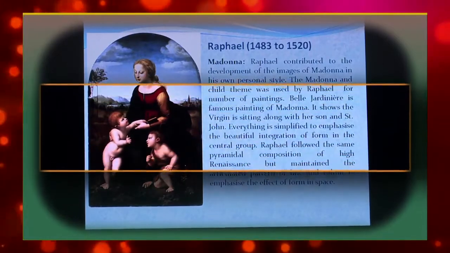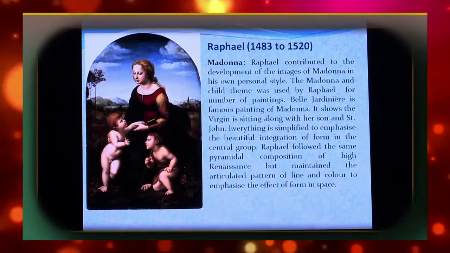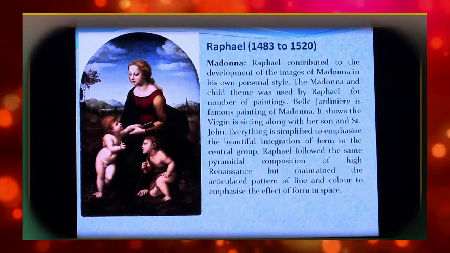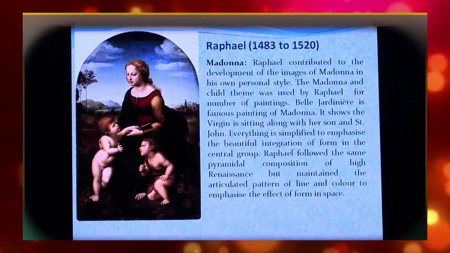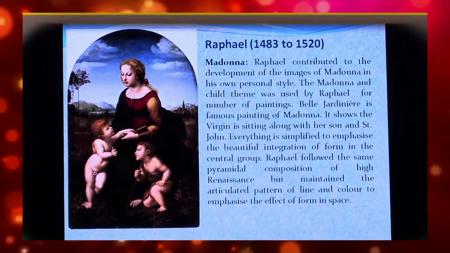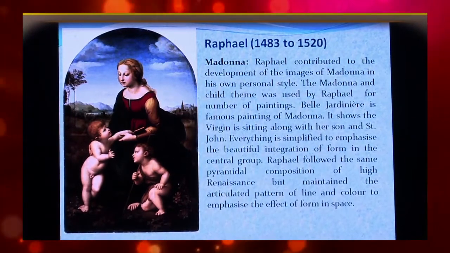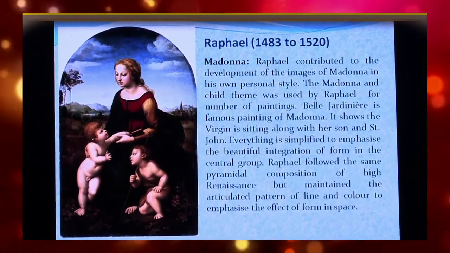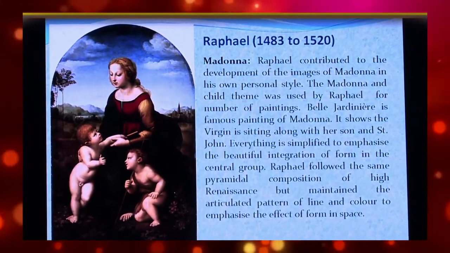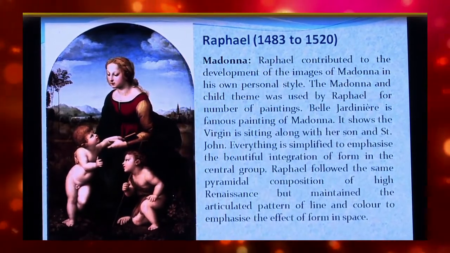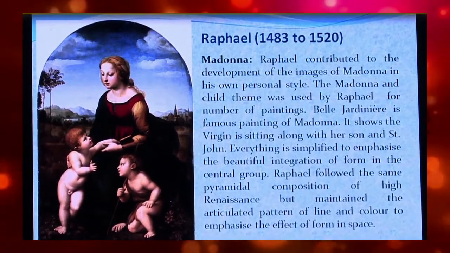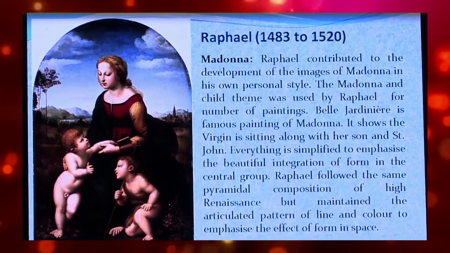These horns are interpreted as a symbol of the rays of wisdom. Raphael, his masterpiece Madonna. Raphael contributed to the development of the images of Madonna in his own personal style. The Madonna and child theme was used by Raphael for a number of paintings. Belle Jardiniere is a famous painting of Madonna. It shows the Virgin sitting along with her son and Saint John. Everything is simplified to emphasize the beautiful integration of form in the central group. Raphael followed the same pyramidal composition of High Renaissance but maintained the articulated pattern of line and color to emphasize the effect of form in space.